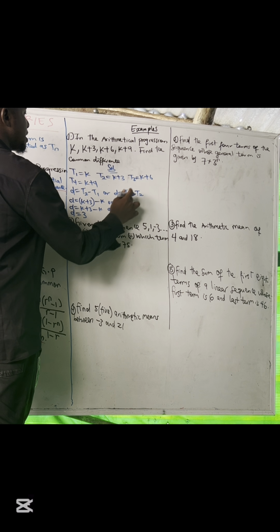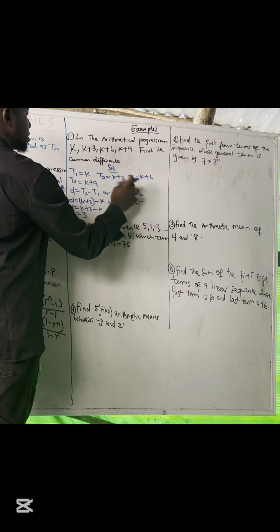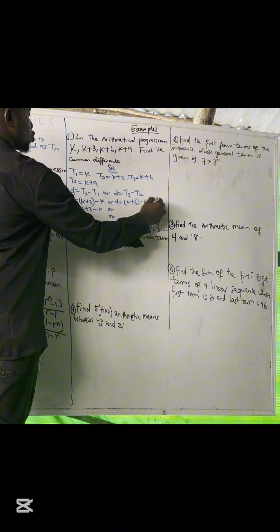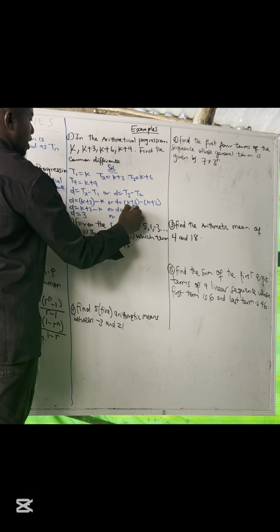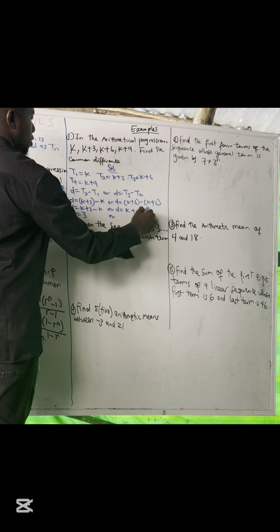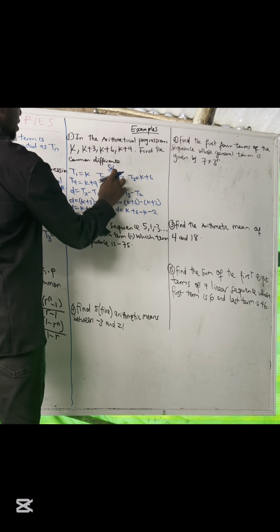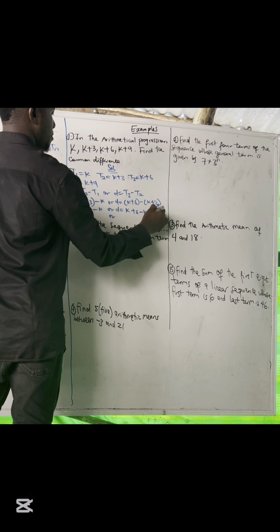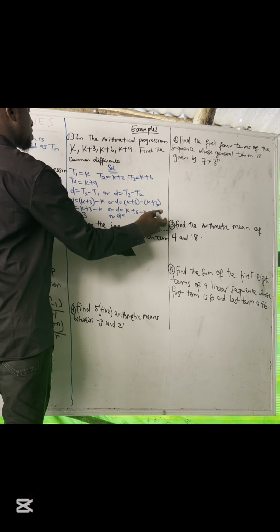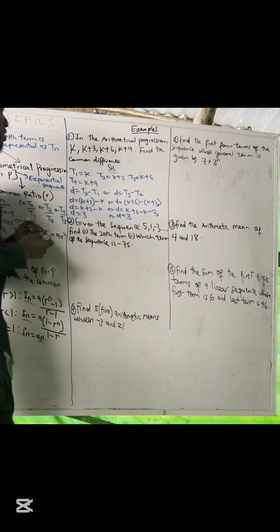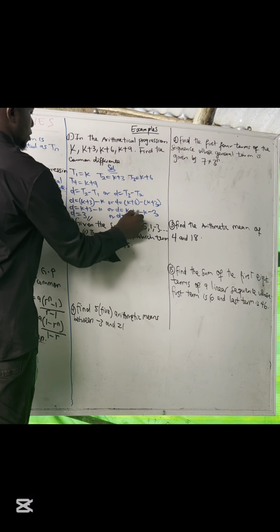Or D equals T3, that is k plus 6, minus T2, that is k plus 3. So my D is equal to, use this minus to open bracket, k plus 6 minus k minus 3, minus times plus is minus. So therefore my D is equal to k minus k is 0, 6 minus 3 is 3. So this simply means that truly the common difference is 3. So that's how to do it.